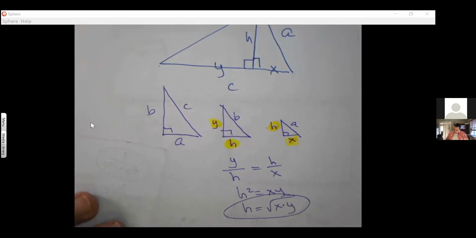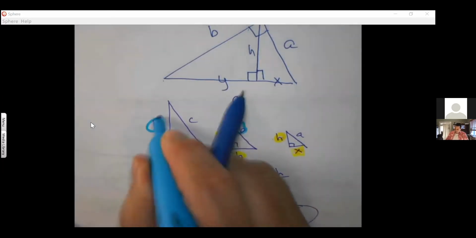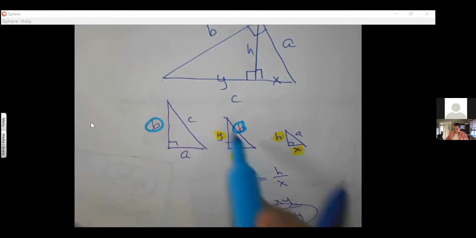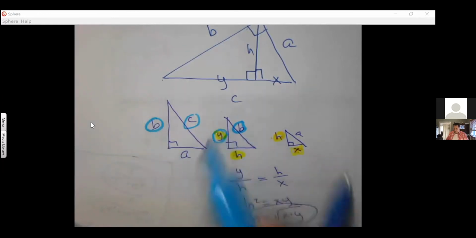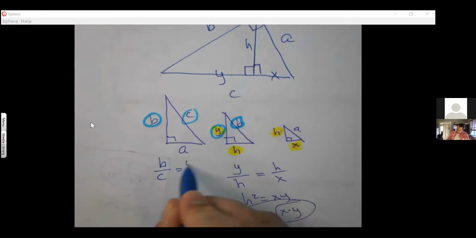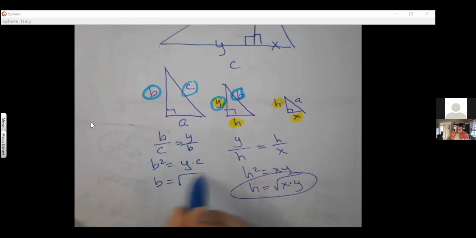Let's do it again. What else could I find? Well, how about B? There's 2 B's. So let's see, this is the hypotenuse, so I'm going to need to get this one involved. This one's on the left side, so I'm going to need to get that one involved. So B is to C as Y is to B. Cross multiplied, B squared equals Y times C. So B is equal to the square root of Y times C. Again, B is the square root of 2 different sides.